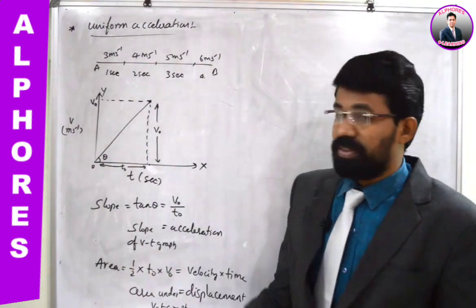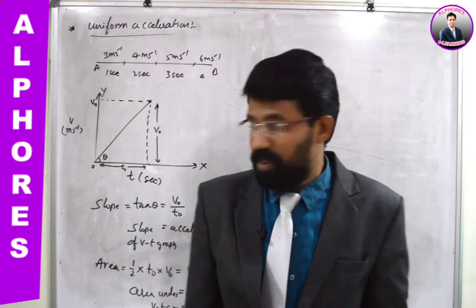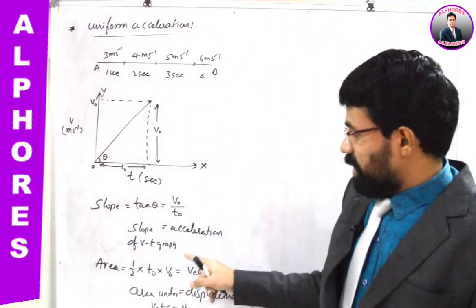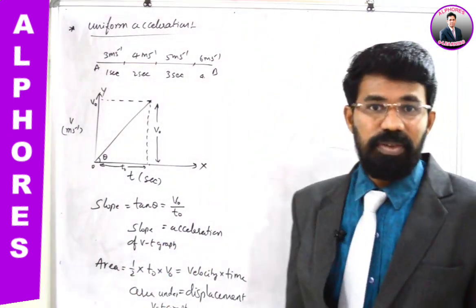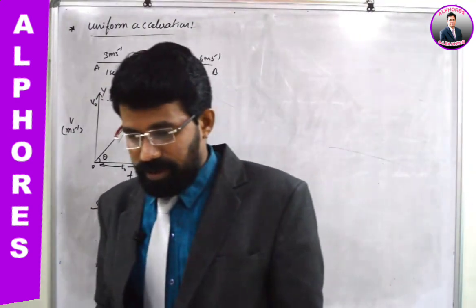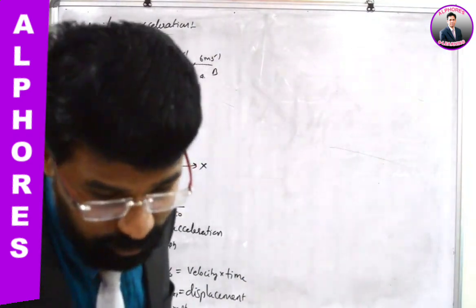Further, I will be using these details to deal with other derivations. So what is the first significance? If you calculate the slope of a velocity time graph, you are going to get acceleration. If you calculate the area, you will get displacement. So let us make use of these details to derive kinematic equations. So let us proceed with this.